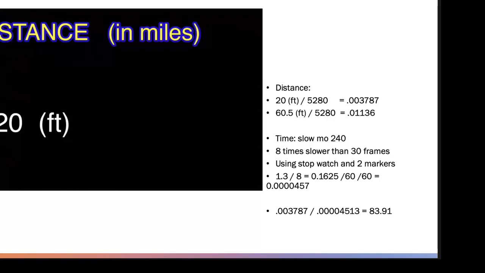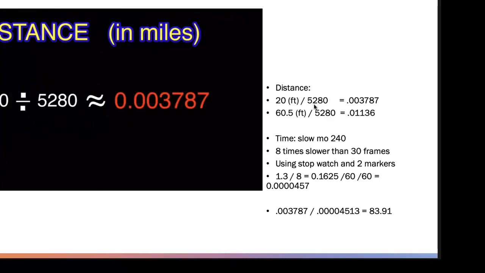So then you're going to take the distance you threw the ball. So that's why I put that here. And you divide that by the amount of feet in a mile, 5,280. So 20 divided by 5,280 is about 0.003787.